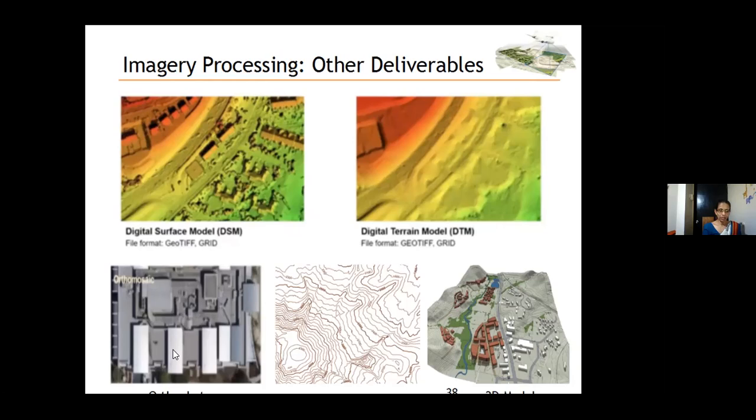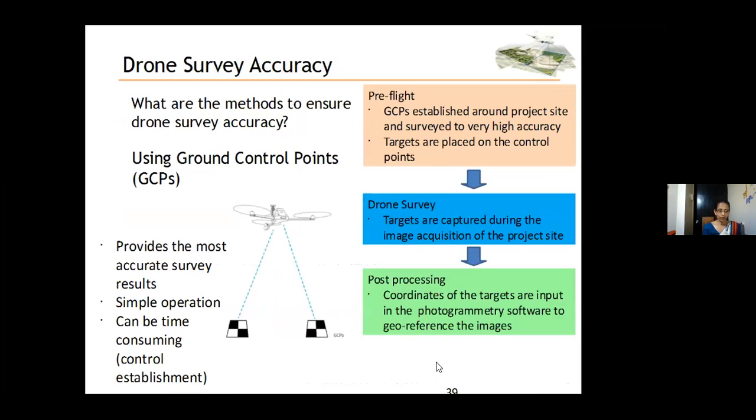Once all the orthophotos are generated, these individual orthophotos you can join together, which we call a mosaic, to generate a large ortho map. And of course, this output you can use to generate contour maps and 3D models as well. Okay, now let's see the accuracy of a drone survey.